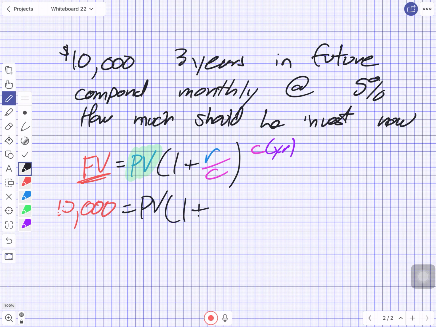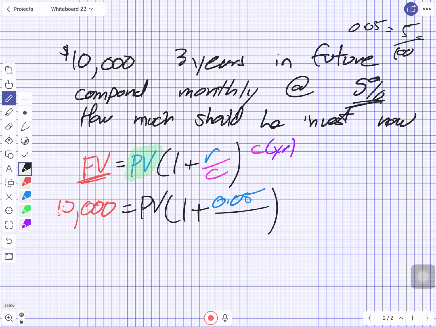1 plus R. R is the interest rate. Well, the interest rate is a percentage. It's 5%. We actually have to turn that into a decimal value. So you just take the number and divide it by 100. And that's going to give us, actually I'm going to do it over here, 0.05, okay? So plus 0.05.